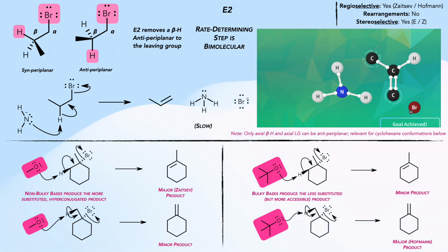Because the reaction is bimolecular, we once again care about geometry and sterics. The product distribution is regioselective. Small bases will give the Zaitsev product, the more substituted, more stable through hyperconjugation. But the bulky bases will give the Hofmann, less substituted product.